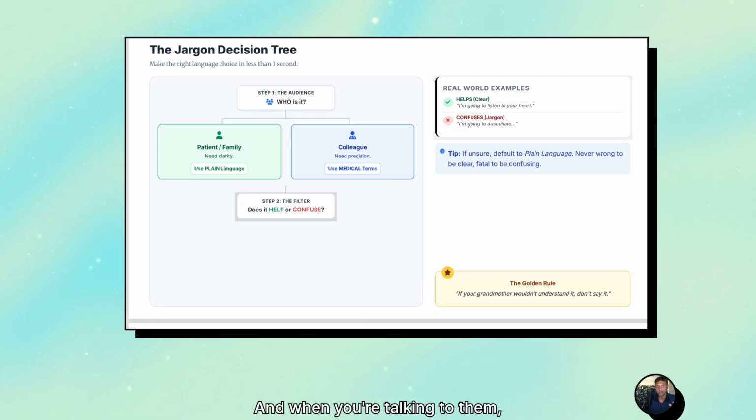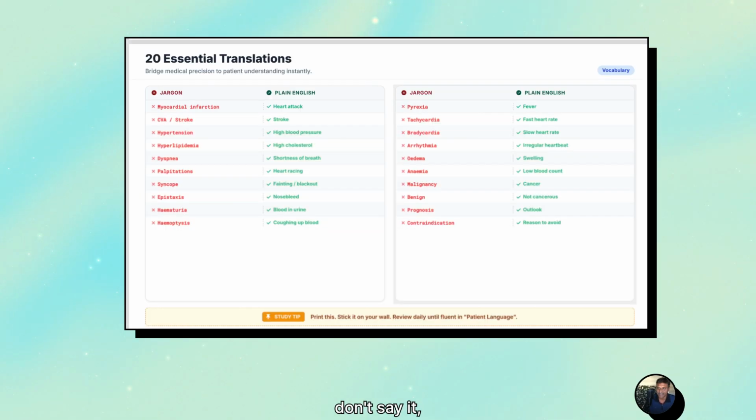When you're talking to them, you don't use the word abdomen, you use tummy. You use, does it hurt when you pee? Use simple, plain language when you're talking to a patient or the family member. Then when you talk to a colleague, that's when you can use jargon. There is no problem in that. So that's the first and most important thing. If your grandmother wouldn't understand it, don't say it, okay? Or if a 7-year-old or a 10-year-old child cannot understand it, don't say it. Okay, so let's look at some examples.